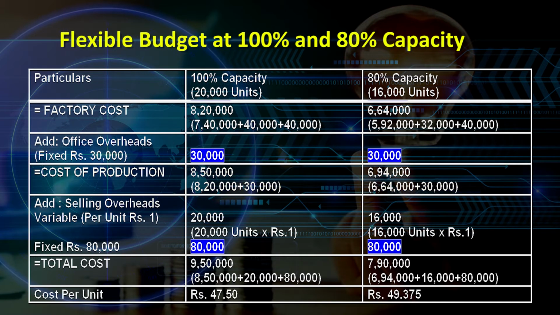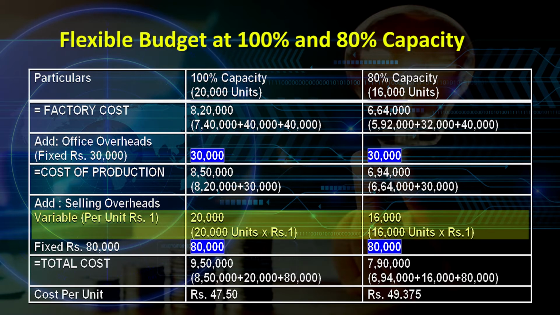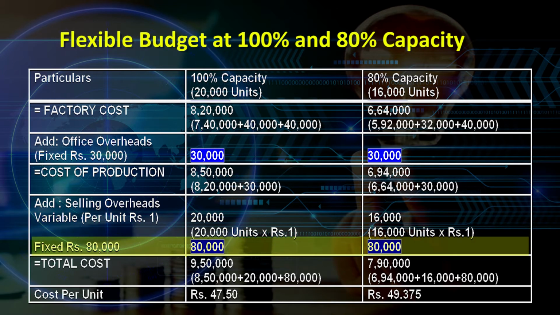To this now, we shall add the selling overheads. The variable component first at rupee 1 per unit, which we already calculated earlier. For 20,000 units, it will be rupees 20,000 at rupee 1 per unit, and for 16,000 units, it will be rupees 16,000 at rupee 1 per unit again. The fixed component of the selling and distribution cost, rupees 80,000, remains the same for both the levels of production, 20,000 units as well as 16,000 units.